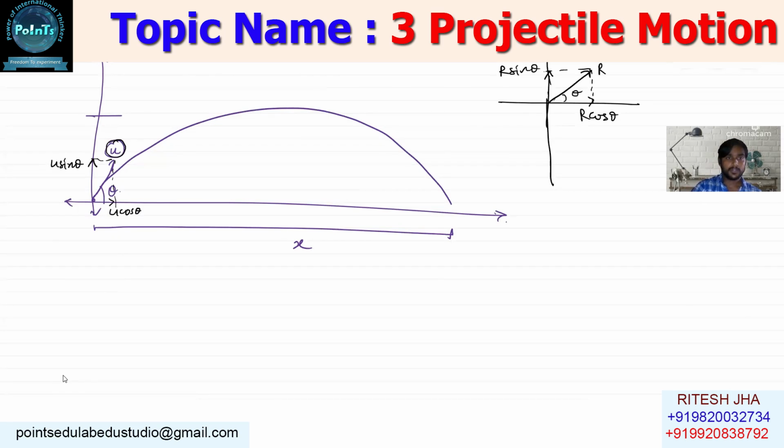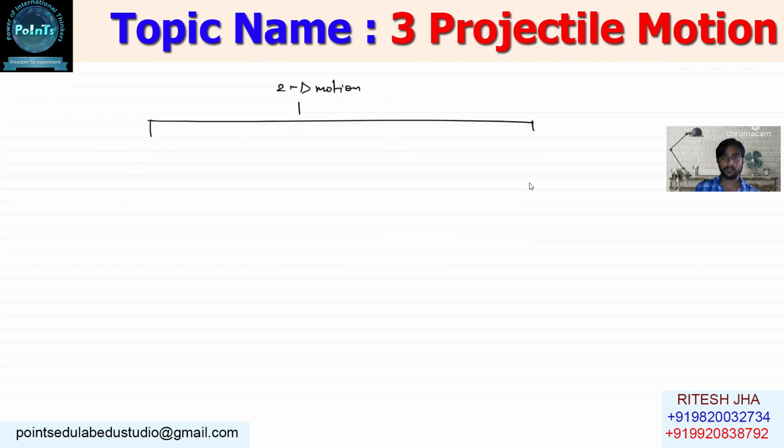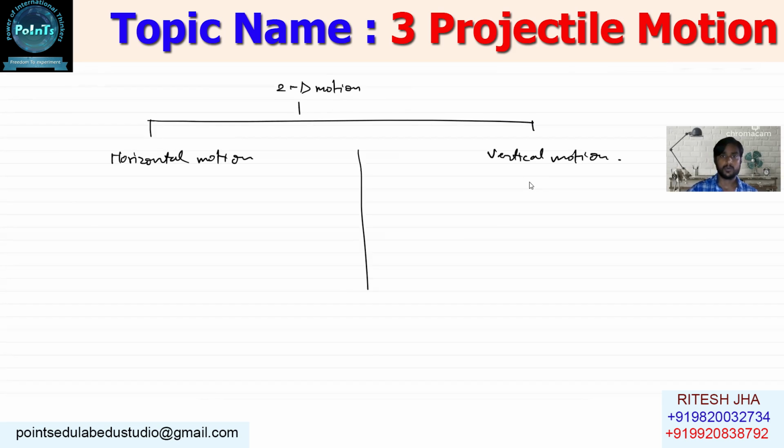So the speed, which is at some angle, has its effect in both directions, horizontal and vertical. So you have this two-dimensional motion. Why do we call it two-dimensional motion? Because it is two times one-dimensional motion. There are two one-dimensional motions taking place. What are those? One is the horizontal motion, and another one is the vertical motion. So the horizontal motion.